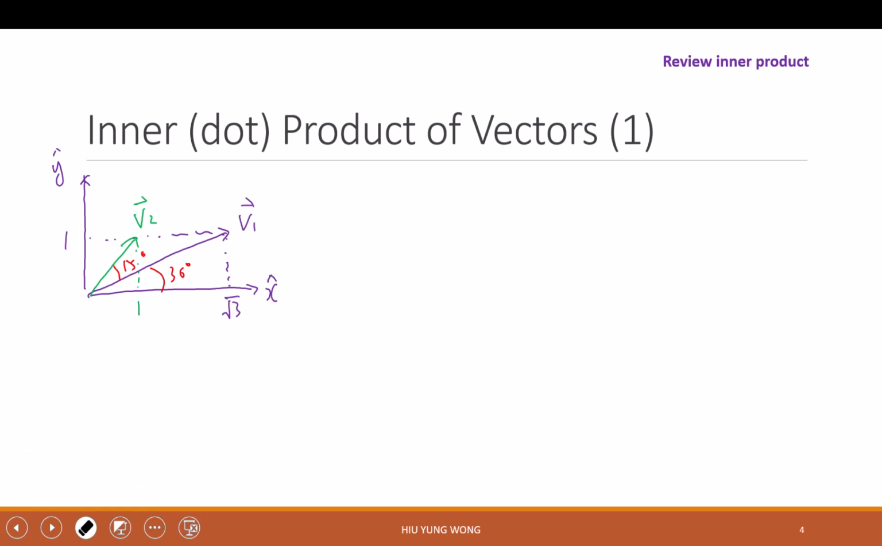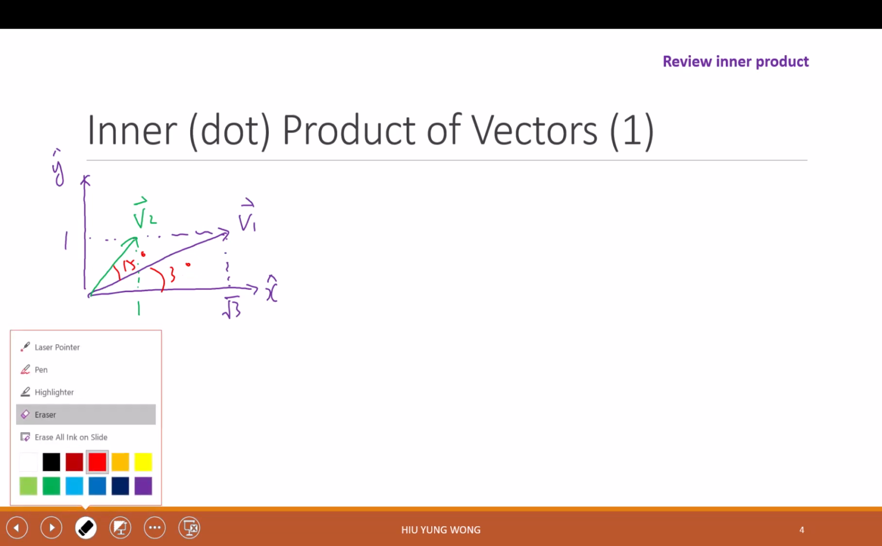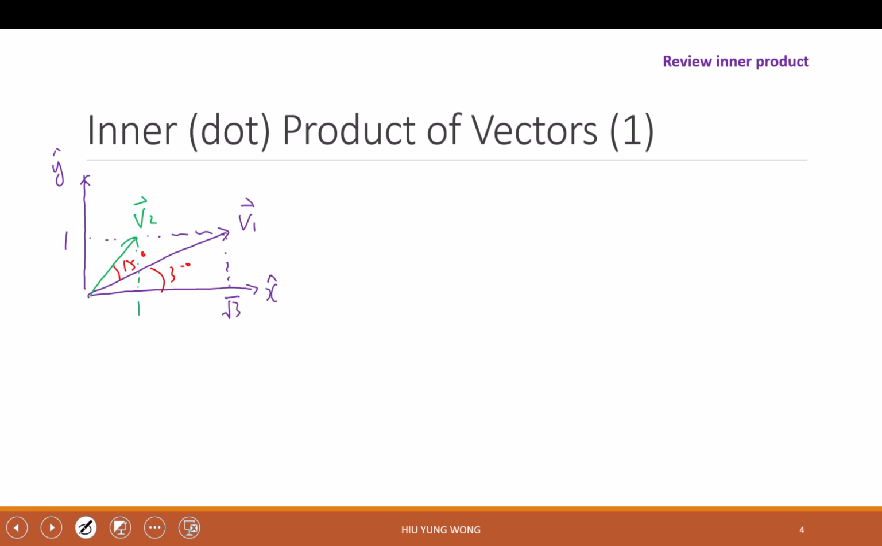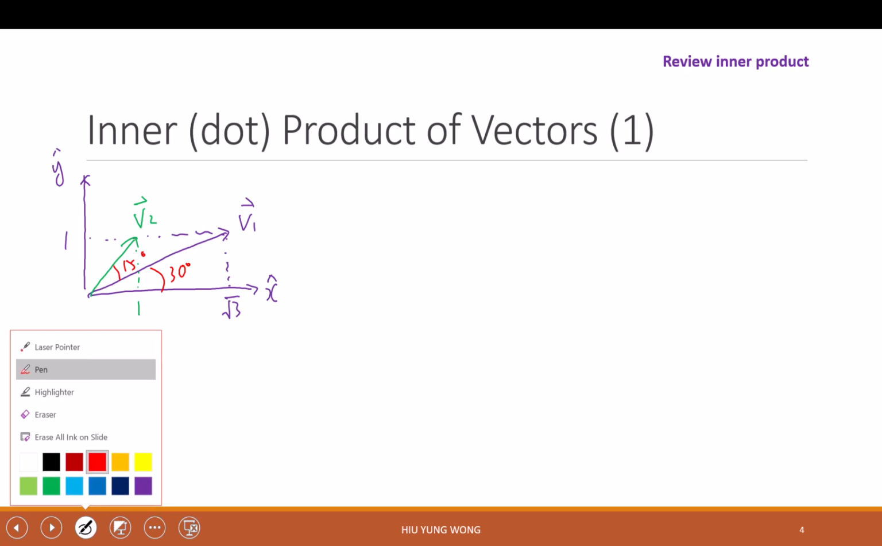So my pen has problem, it's difficult. This is 3, 0. Is this okay? Right? If we forgot, doesn't matter, go back to review. Now take it for granted, 30 and 15. So what is the inner product of these two vectors by definition?